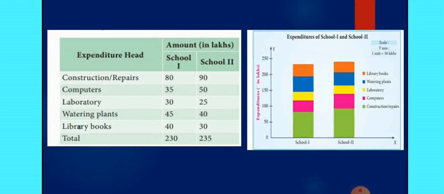See the given expenditure rate and the corresponding school 1, school 2, they are given in lakhs. So what do you do? Now there are two schools, school 1 and school 2. So you take school 1 and school 2 on the x-axis. Construction, what's the cost? 80. So here you take 50 on the y-axis, so 80. First you draw the bar diagram for 80.